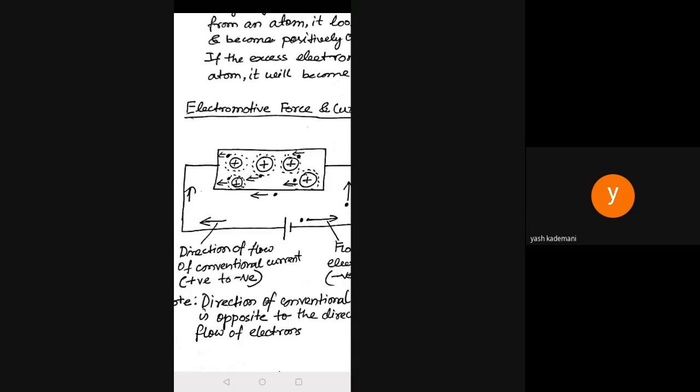If marked as A and B, then the potential at A and the potential at B. The difference between the two potentials is called our potential difference. Okay, so always remember one thing, the flow of current is always from higher electric potential to lower electric potential.